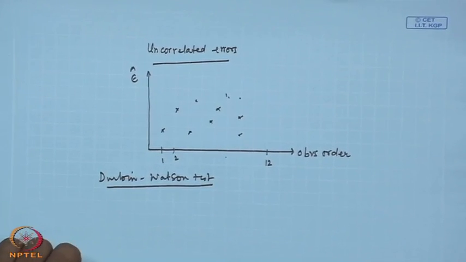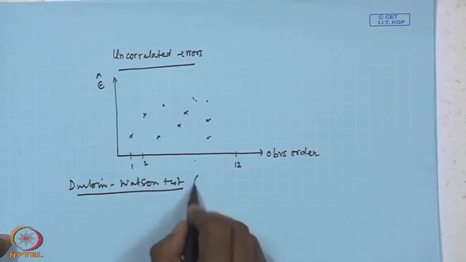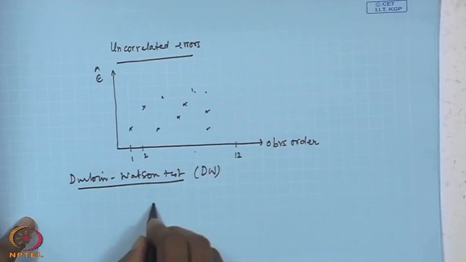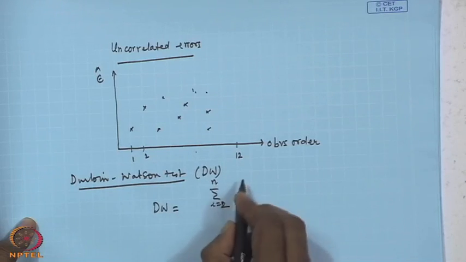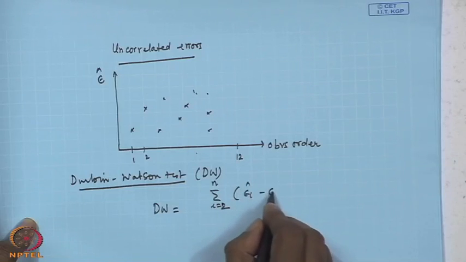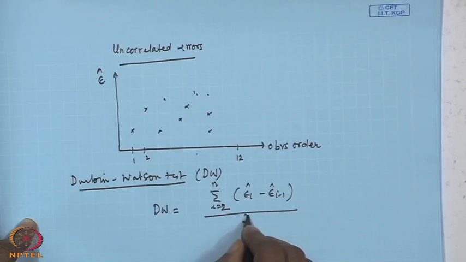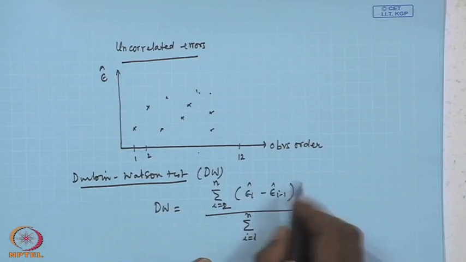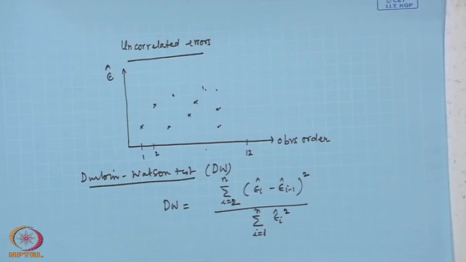Durbin-Watson test for uncorrelated errors. This test, if I say DW, is basically the sum total for i equal to 2 to n of (epsilon i cap minus epsilon i minus 1 cap) squared, divided by the sum total for i equal to 1 to n of epsilon i cap squared.